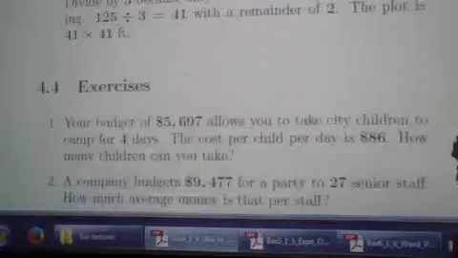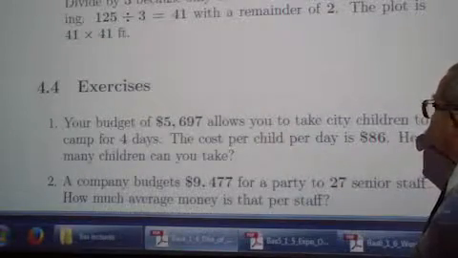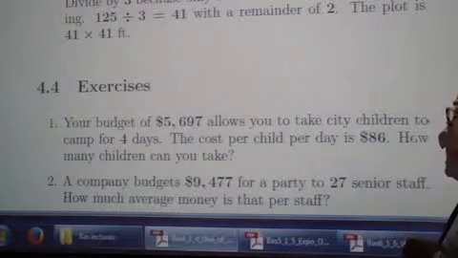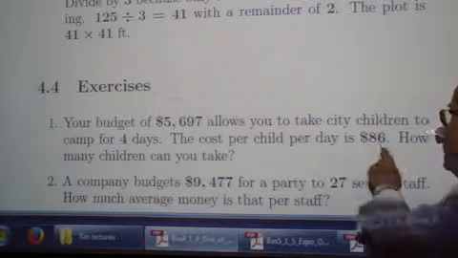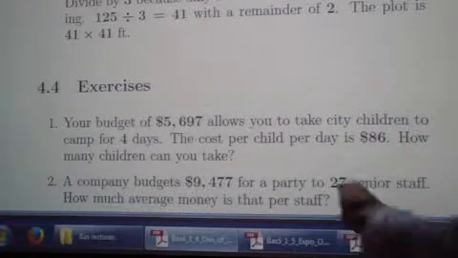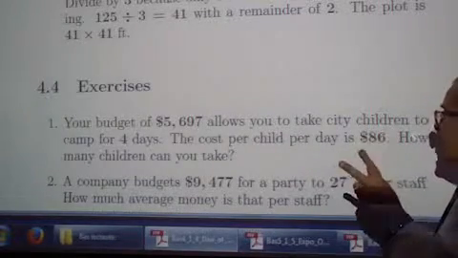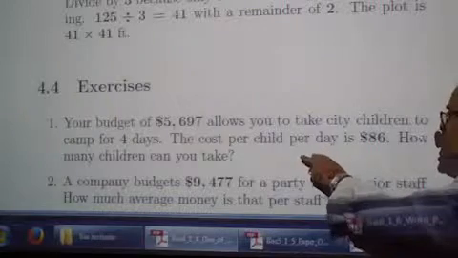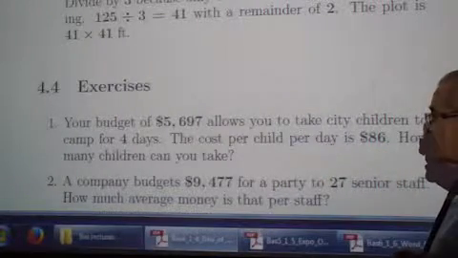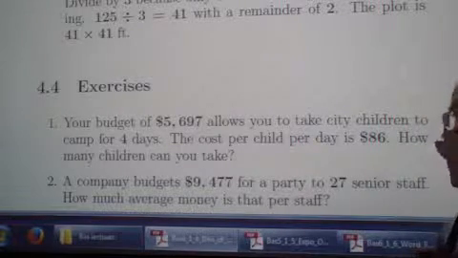Okay, exercises. Your budget of $5,697 allows you to take city children to a camp for 4 days. The cost per child per day is $86. How many children can you take? So you have $5,697 for 4 days, and each child per 1 day costs $86. So how many children can you take?